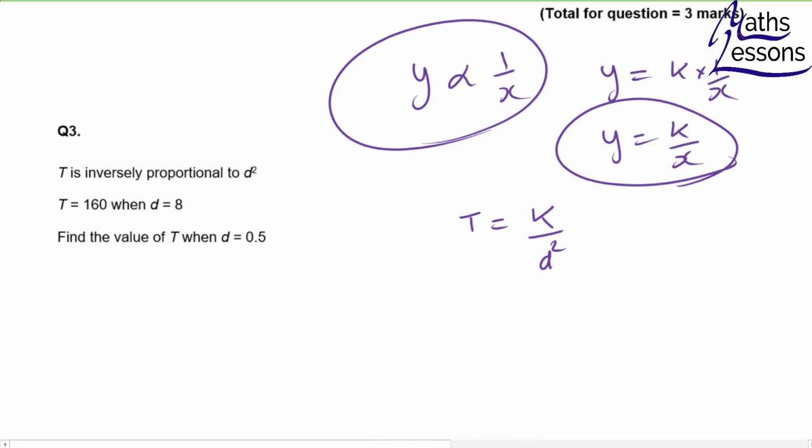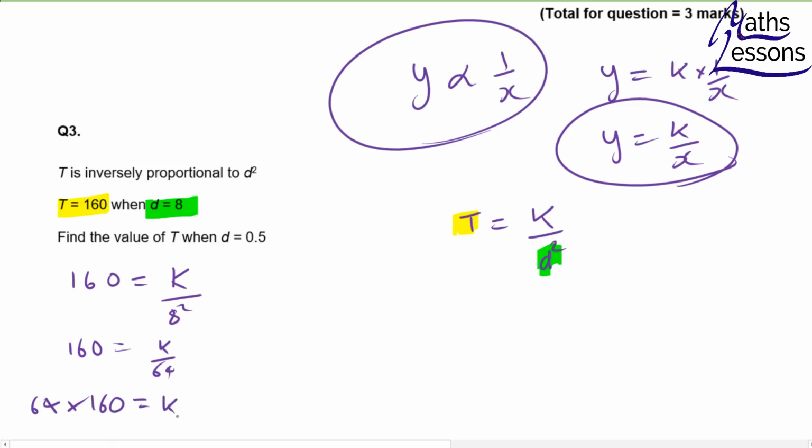Okay, let's have a look at this. So what we're going to do is put t is 160 here, and we're going to put d equals 8 into here. So 160 equals k over d squared. So that's 8 squared. So we get 160 equals k over 64. So 64 times 160 equals k.